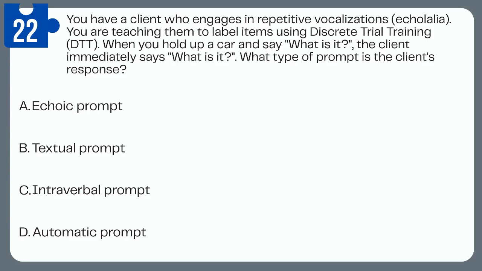Question 22. You have a client who engages in repetitive vocalizations, echolalia. You are teaching them to label items using discrete trial training, DTT. When you hold up a car and say, "What is it?" the client immediately says, "What is it?" What type of prompt is the client's response? A. Echoic prompt. B. Textual prompt. C. Intraverbal prompt. D. Automatic prompt.